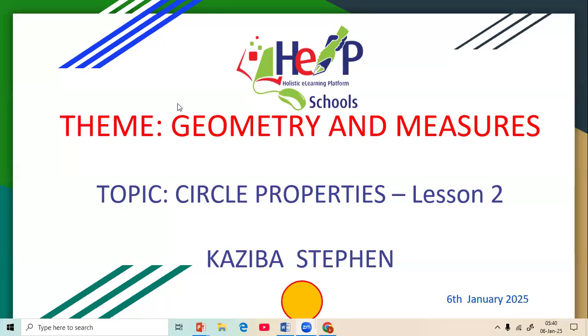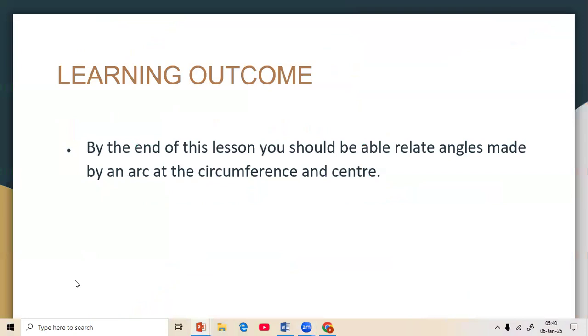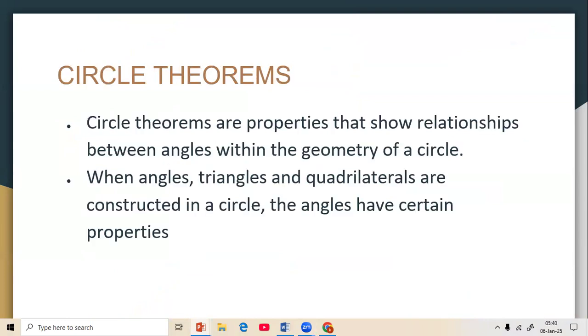Now, this is going to be our second lesson, lesson 2 on circle properties. And now we are going to dig deep into the theorems. So that is what we are going to do. And I'll expect you by the end of this lesson, at least to know the first theorem of what we call circles. And we shall be relating angles made by an arc and then the circumference and the center.